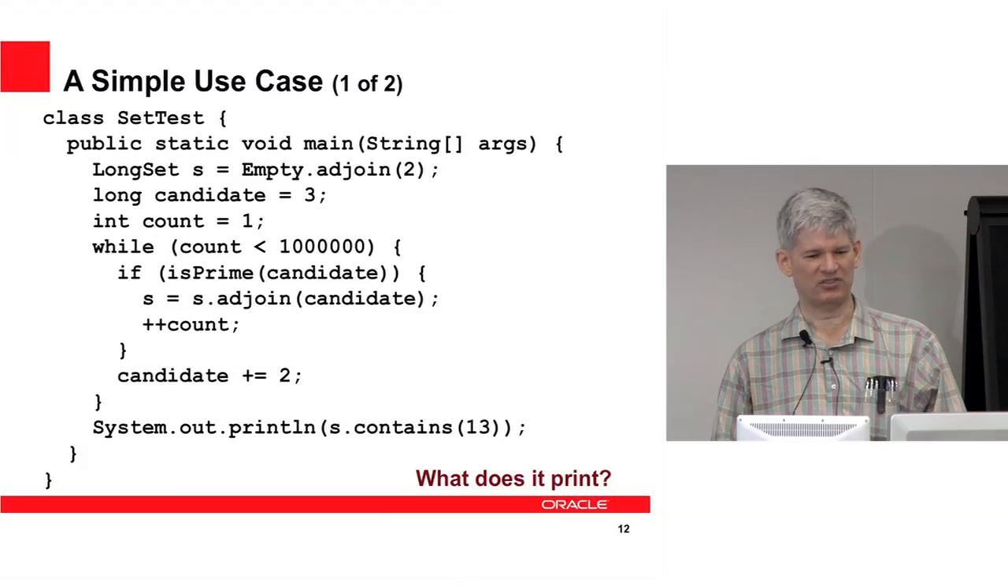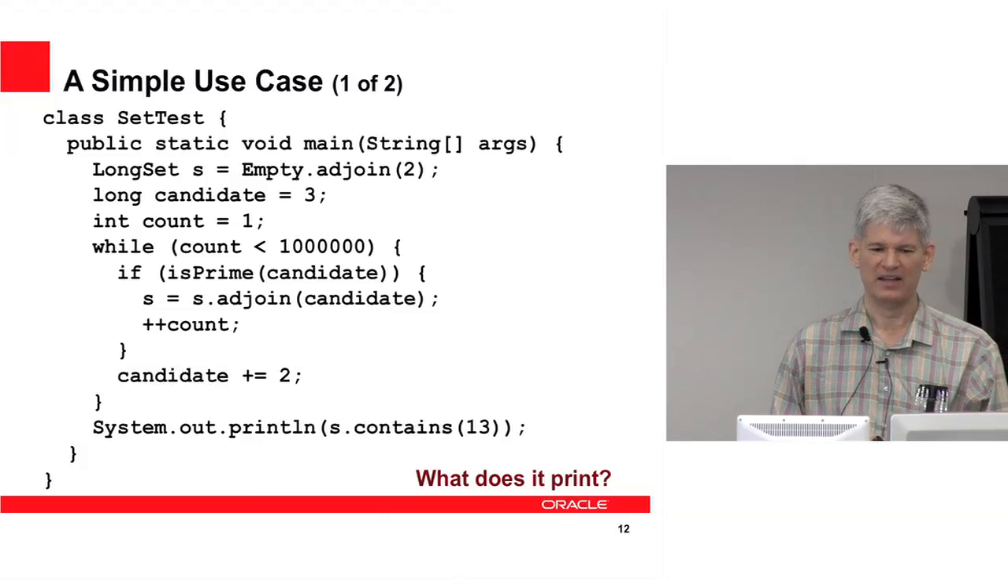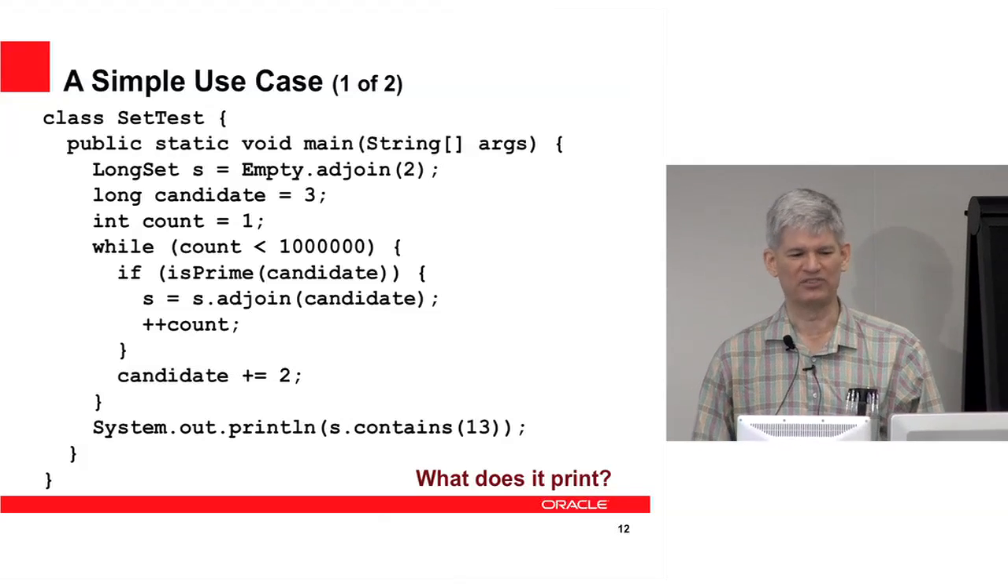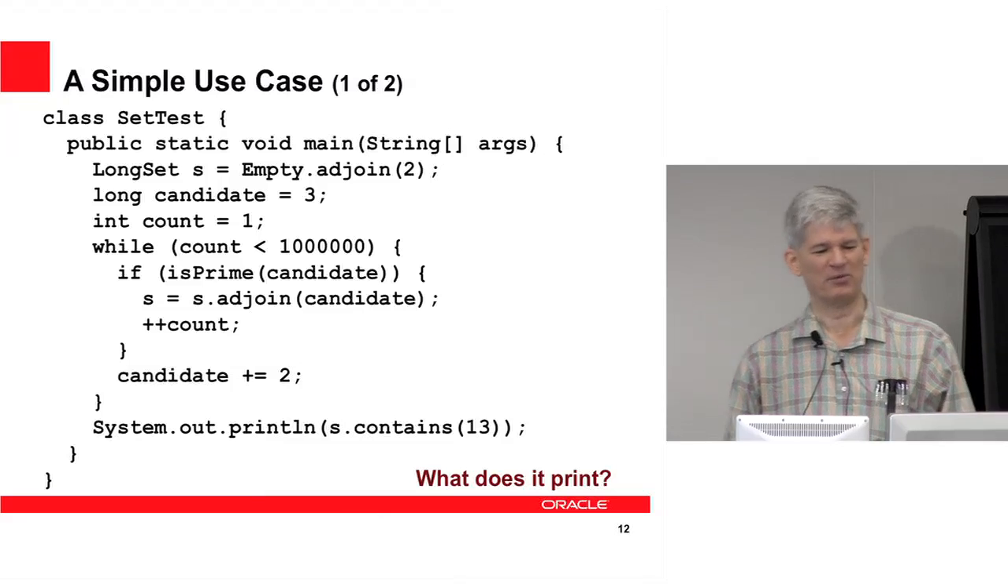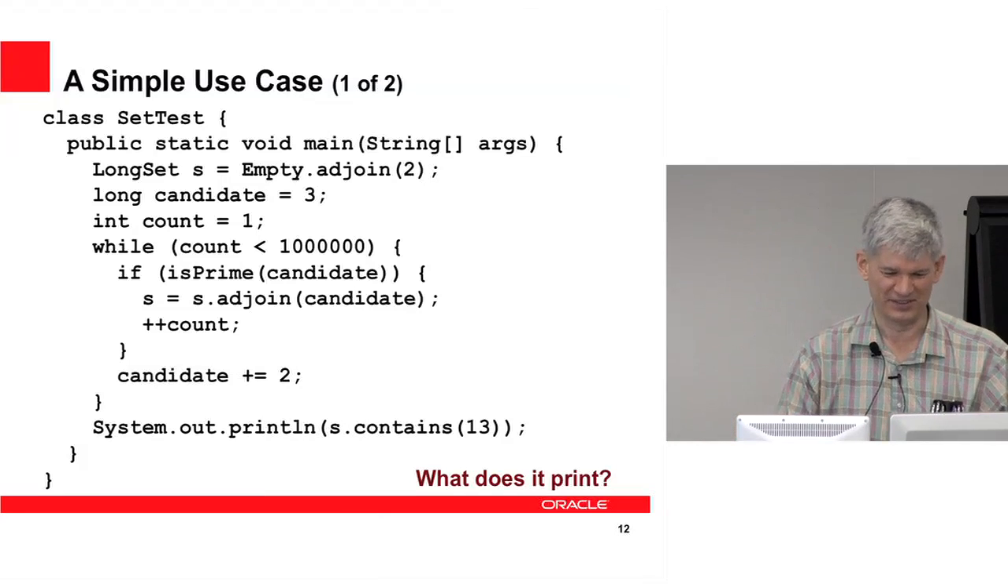Now here's a simple use case for this wonderful set library we've built up. Here's a class SetTest, and it's got a public static void main. Everybody recite the public static void main String open close args. I typed that over and over again. Maybe I shouldn't.